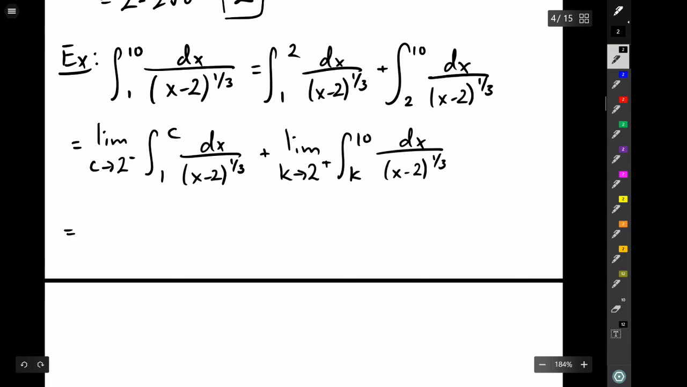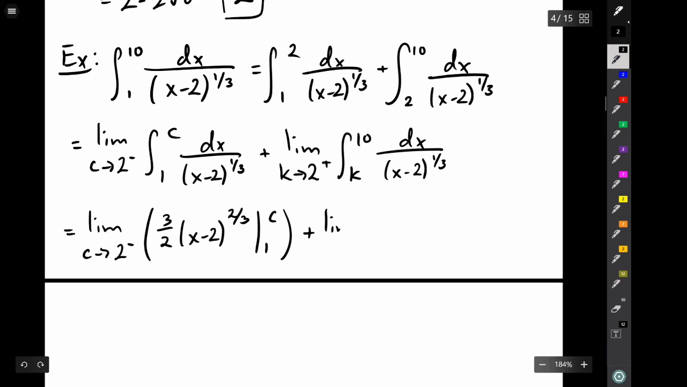All right, so let's go ahead and compute these integrals. If we compute this integral, we're going to have (x minus 2) to the 2/3, because this is negative 1/3 here, and so this is going to be 3/2, from 1 to c, plus the limit as k goes to 2 from the right of, thankfully it's the same integrand, so this is exactly the same, and here this is from k to 10.